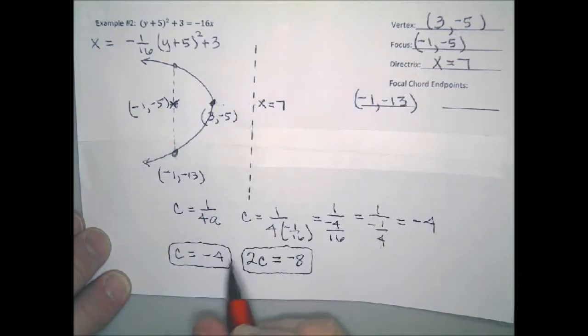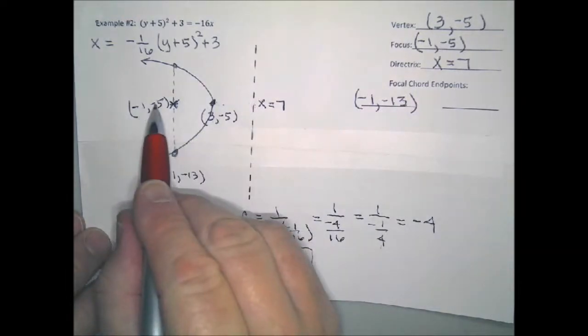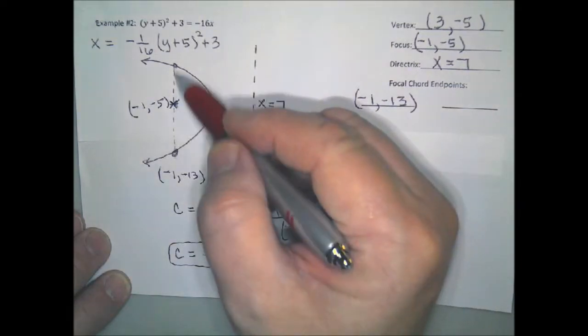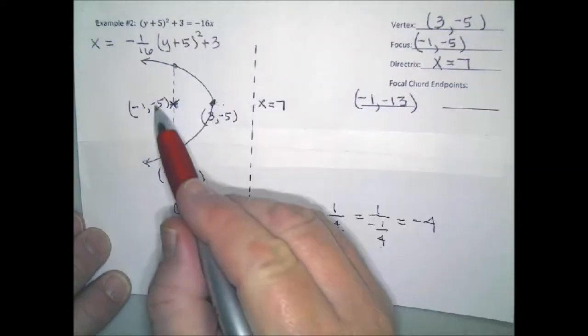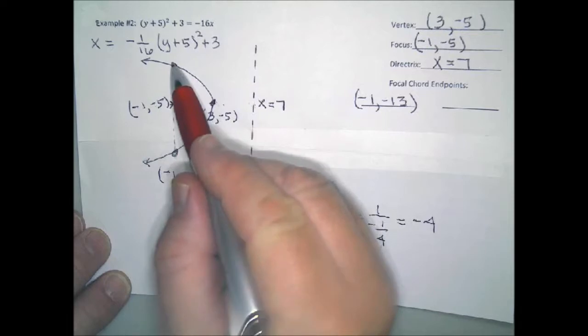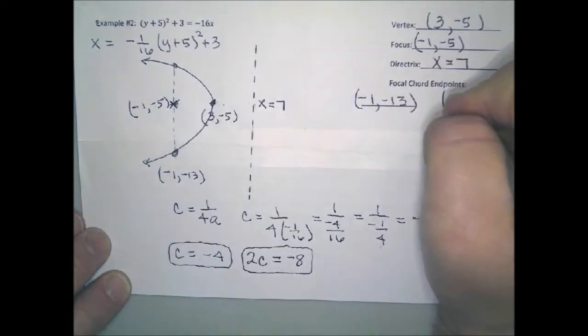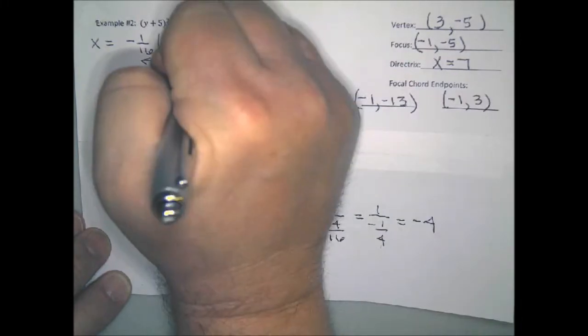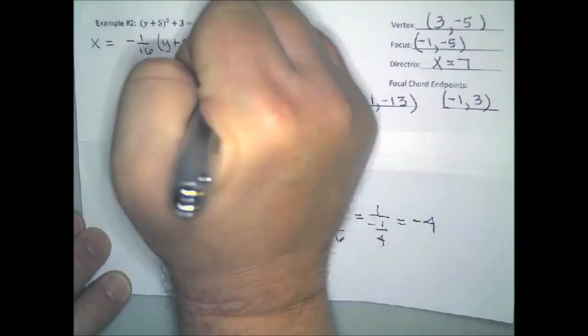Now, if I did the exact same thing, started at negative 1, negative 5, and I went up 8 units, well, negative 5 plus 8 is positive 3. That would put me at negative 1, positive 3. And those would be my focal chord endpoints.